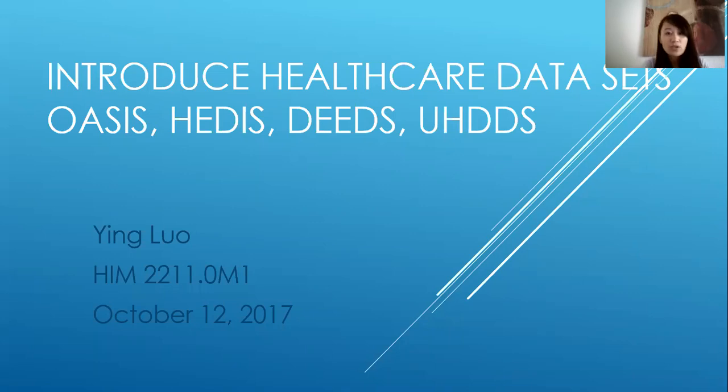Program. Today, my presentation is to introduce healthcare data sets: OASIS, HEDIS, DEEDS, and UHDDS. As we know, in every healthcare setting, there is data that is collected and stored to be used for a lot of reasons, such as patient care, reimbursement, and research, just to name a few. From the collected data, datasets are created. Datasets are used in all types of healthcare settings to identify the data elements that are collected on each patient and to also define common terms used in those datasets. The datasets I will discuss today are OASIS, HEDIS, DEEDS, and UHDDS.